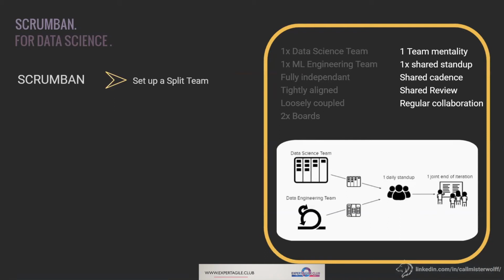This also means that both teams have the same cadence, they share a review, they share a PO, and they regularly collaborate together. So for all intents and purposes, despite the fact we split the teams into 2 different teams and they operate in 2 different ways, there is in fact one team. They just have to have different boards and different methods. And this is critically important. This is how we maintain that tight alignment, but that loose coupling.